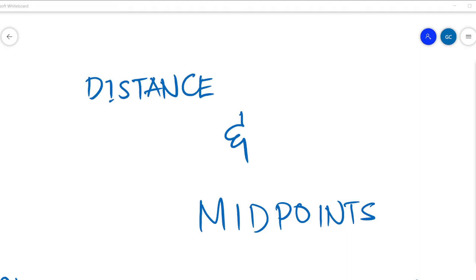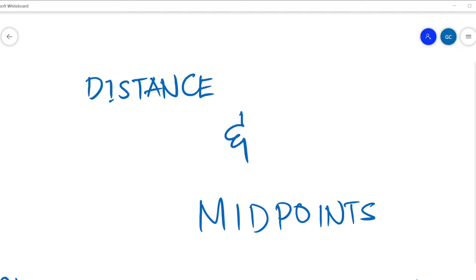So for today, we will be talking about another concept under geometry, which we call distance and midpoints. For this part of the lecture, we will be talking about how to get the distance and the midpoint of two different points.